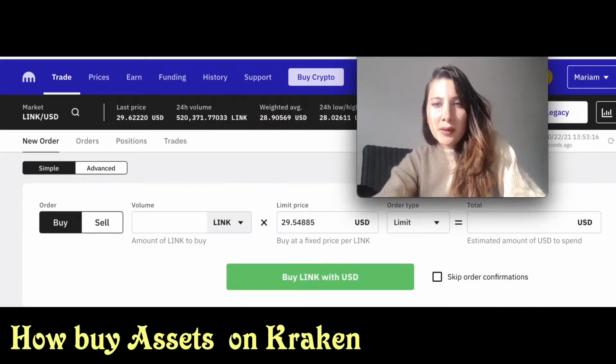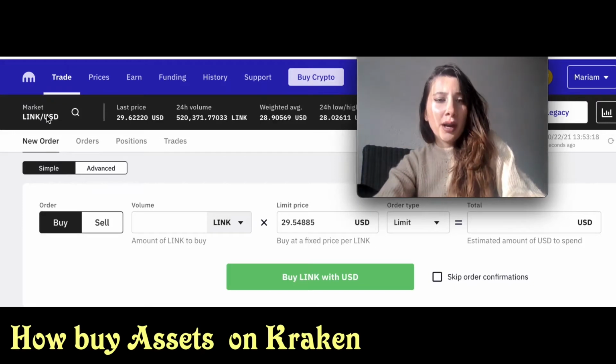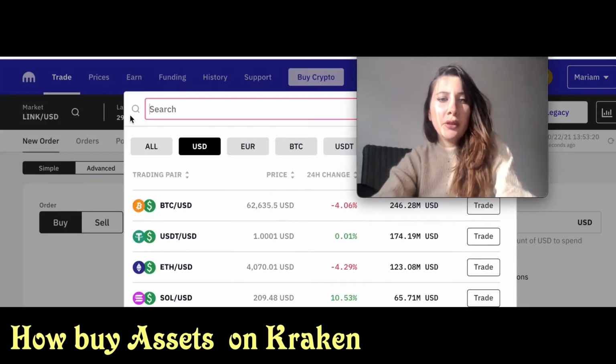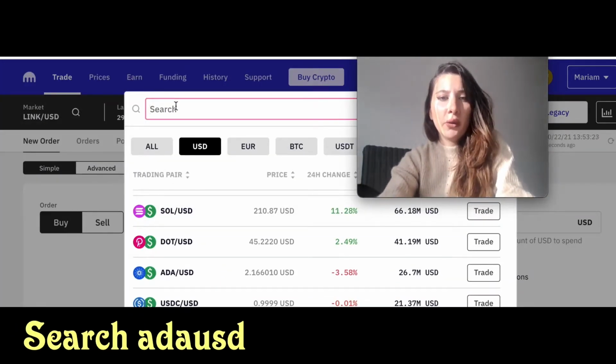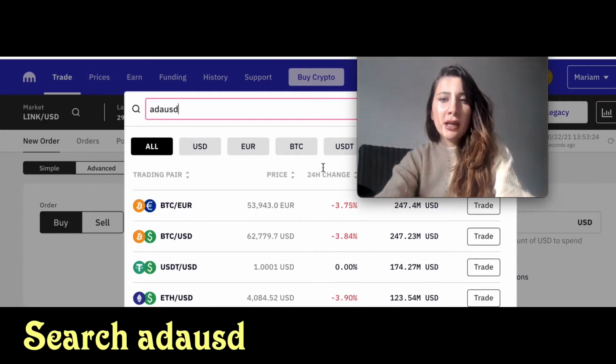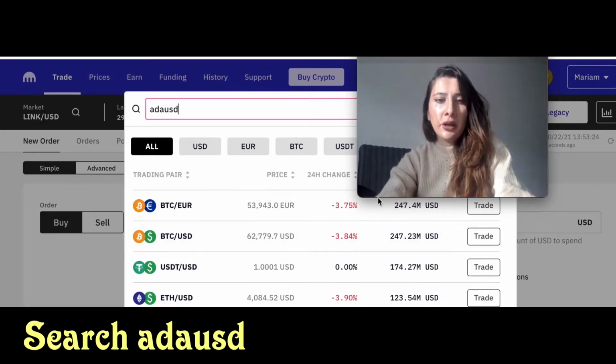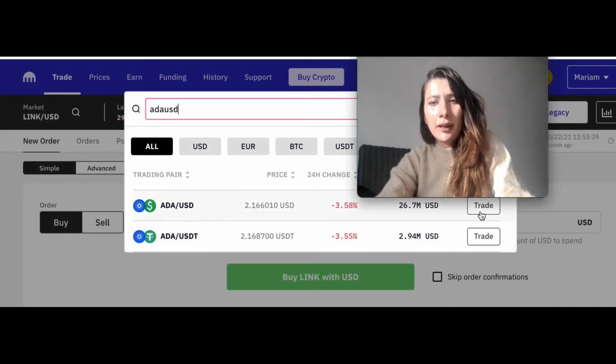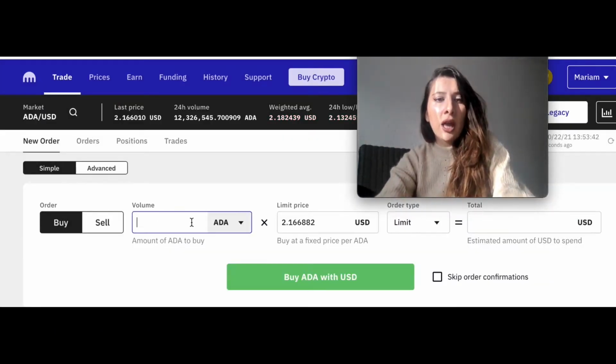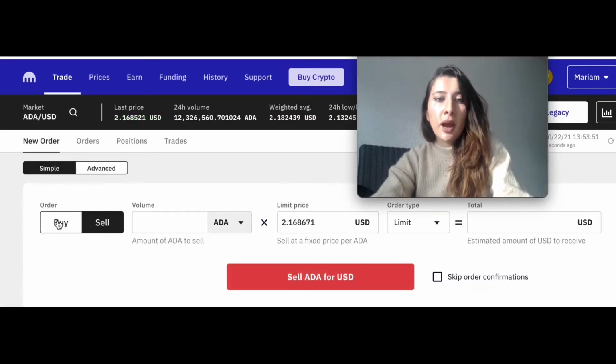Funding, withdraw. Now, the easiest way to buy some asset on Kraken is to choose the crypto that you want from the drop down menu or from the search. For example, let's say ADA, and you will see the ADA USD pair. The first pair is here. We got it. We press trade. For example, we want to buy Cardano, and then you indicate how much Cardano you want to buy or sell. Here you can switch between buy and sell.